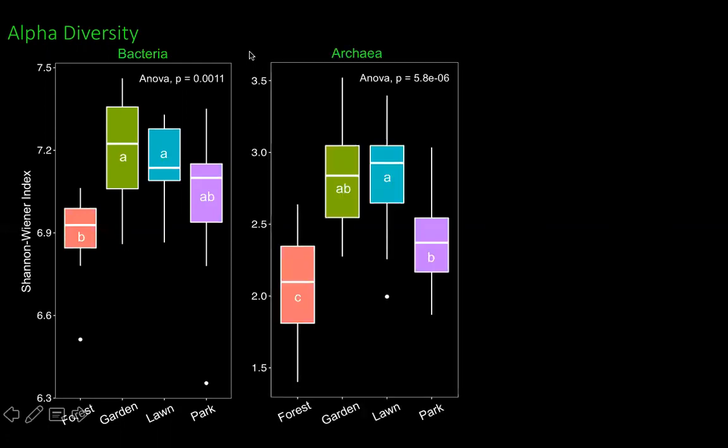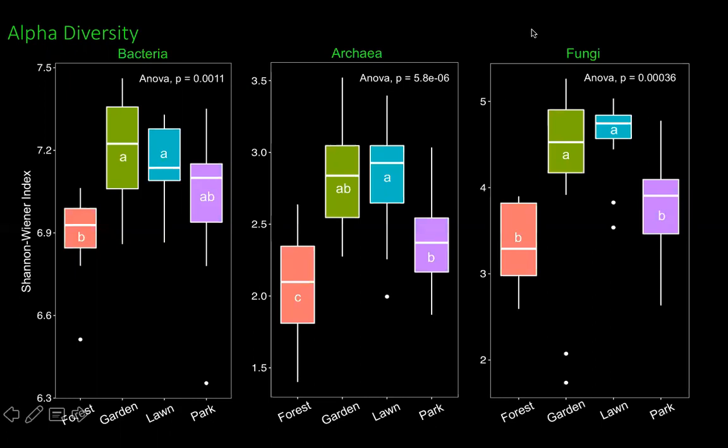Then if we separate just the archaea, we're going to see kind of the same sort of trend. Actually, lawns are going to be the most diverse when we're talking about archaea. Forests are still the lowest, followed by parks. And for fungi, we see a trend that forests and parks are actually lower in terms of diversity than garden and lawn areas. So this is just taking into account the diversity of these different landscapes.